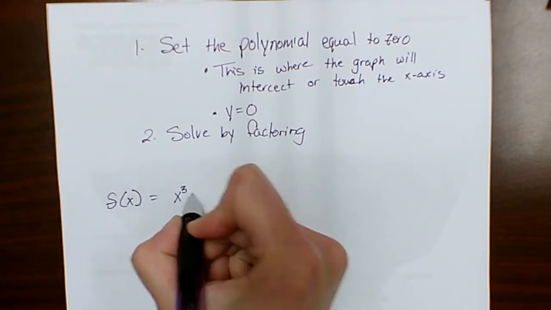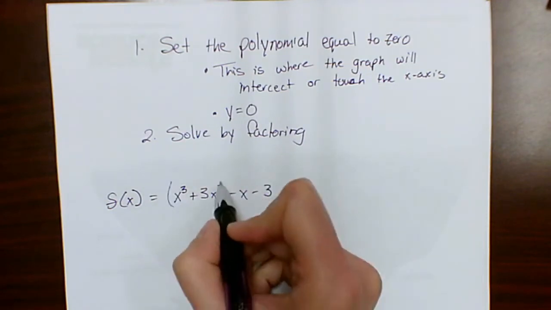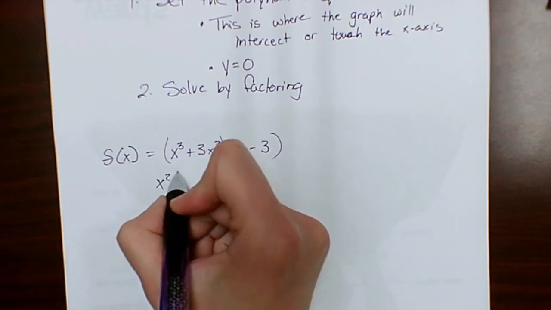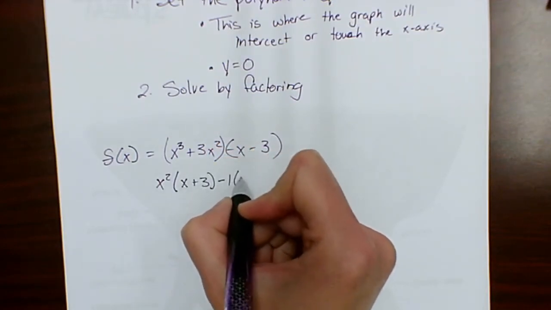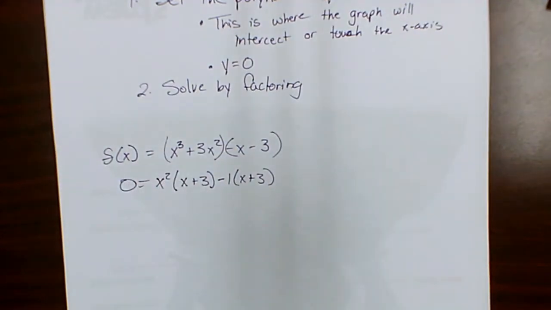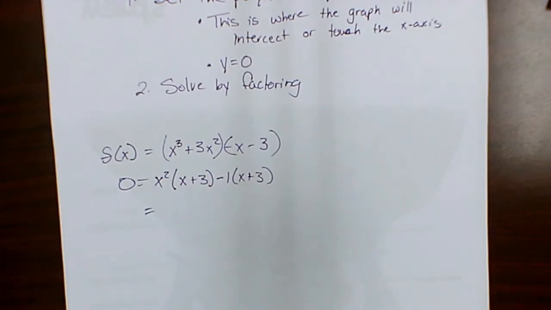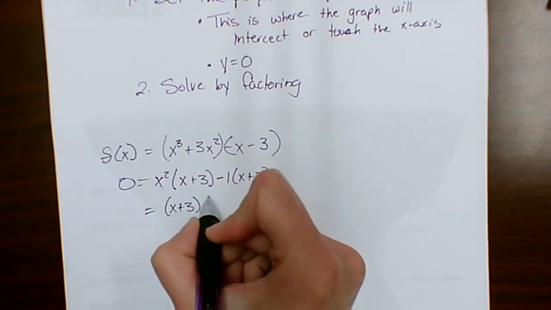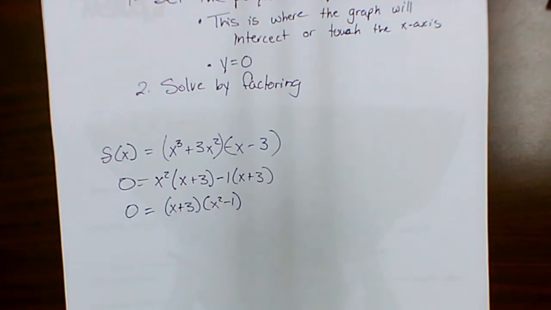Let's just do some examples of this. x to the third plus 3x squared minus x minus 3. We're going to factor by grouping. So x squared times x plus 3, minus 1 times x plus 3. Oh, we technically set it equal to 0. I forgot that step, but in my mind, I automatically factor. It doesn't even have to be set equal to 0 in order to factor. Okay, so set it equal to 0.